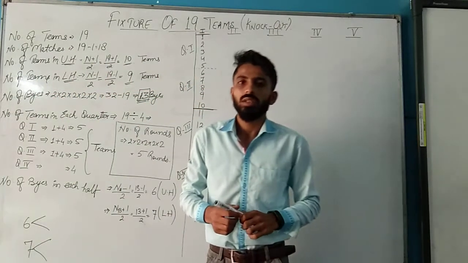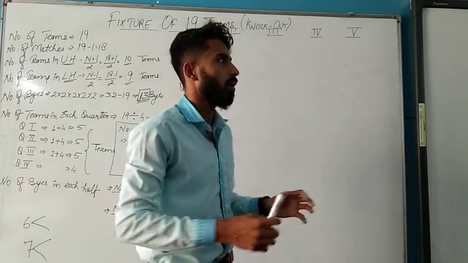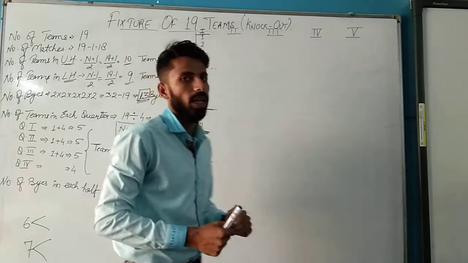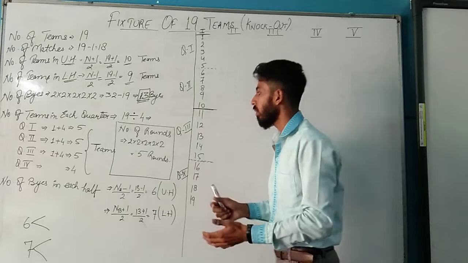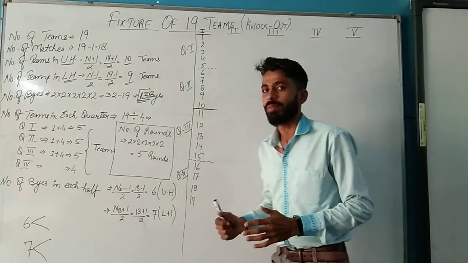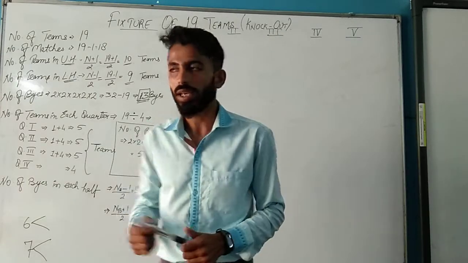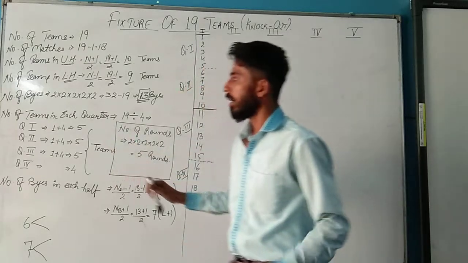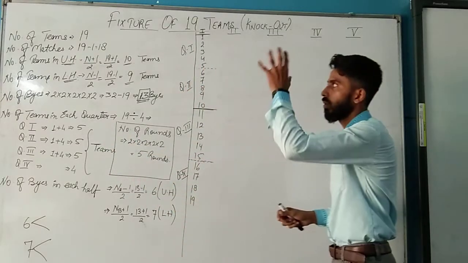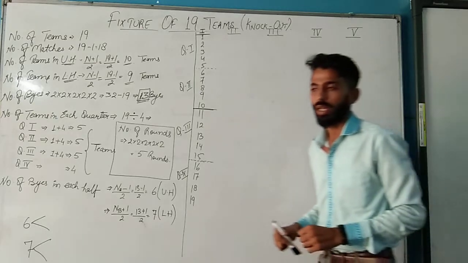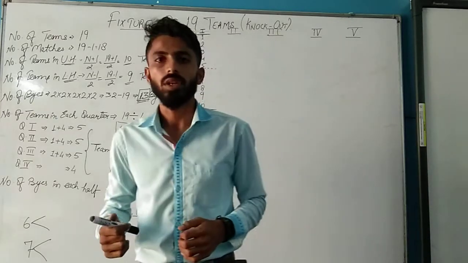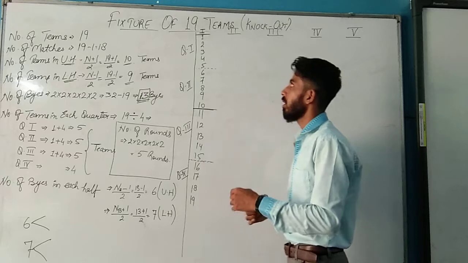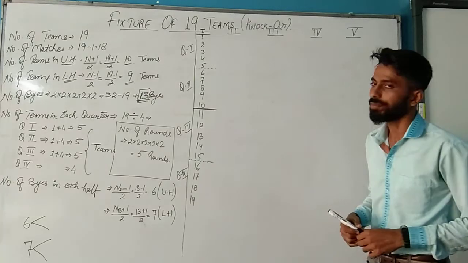Hello students, today I am here to teach you about the fixture of 19 teams that I had discussed earlier, that how to calculate the quarters in each team. जैसे कि मेरी पहली वीडियो में आपने देखा है कि हमने किस तरीके से क्वार्टर्स का कैलकुलेशन किया है यहाँ पर। अब उसी क्वार्टर से रिलेटेड अब हम लोग को 19 टीम्स का फिक्चर ड्रॉ करना है। So let's begin with the new part, that is the fixture of knockout tournament with the 19 teams.